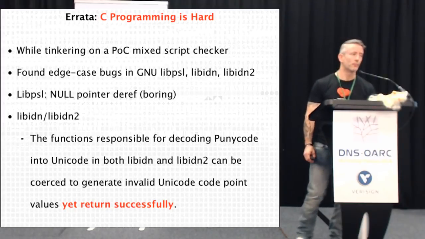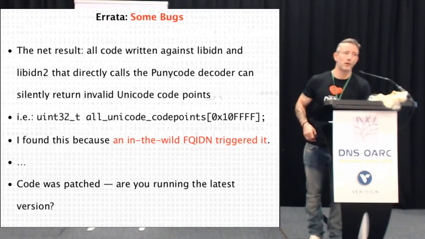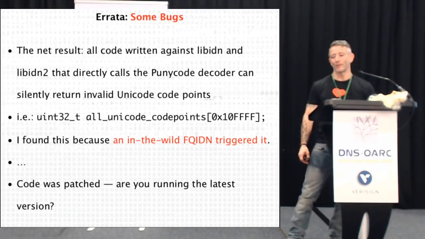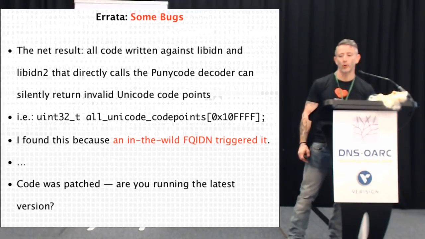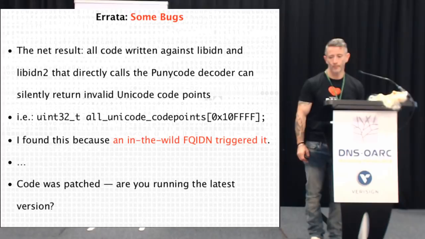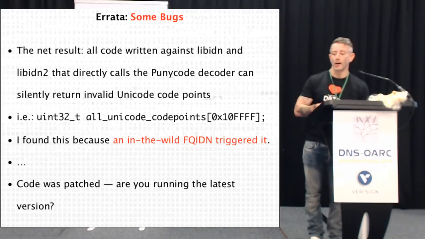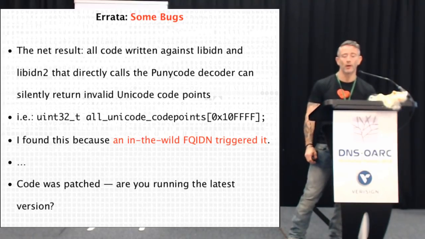Both functions were vulnerable. You can coerce them to return successfully, yet return invalid Unicode code points, values that should be Unicode code points but are not, because they are returning uint32s. The maximum Unicode code point is far smaller than that. The way I found this, I had a program, the script checker, where I created a static array for every single Unicode code point for quick lookup. As I ran it, it crashed on me overnight. After a little debugging, I found that with this in-the-wild FQDN, when its Punycode was decoded, it resulted in code points higher than 10FFFF.